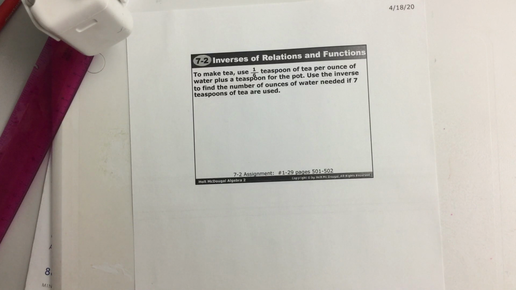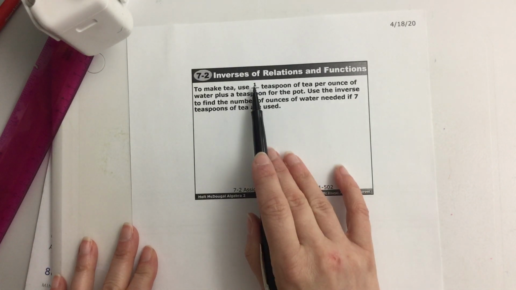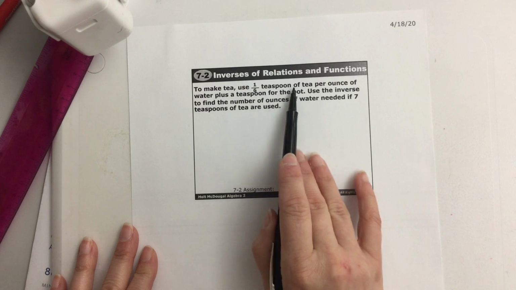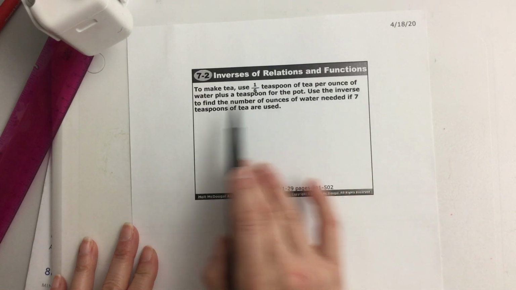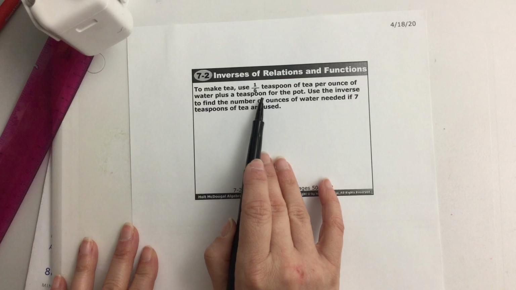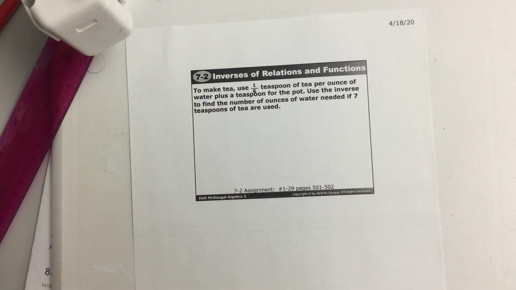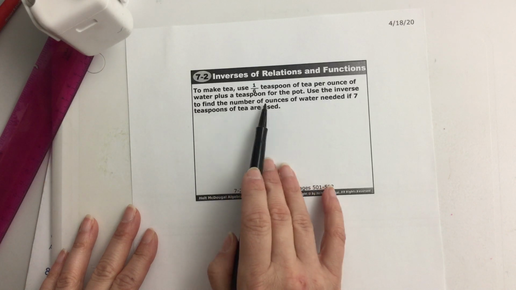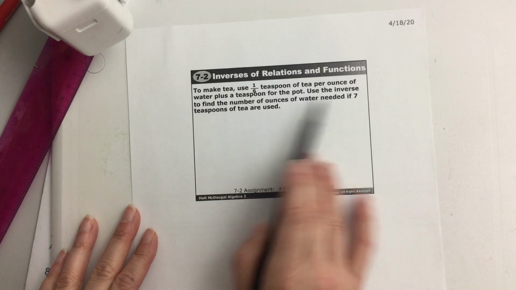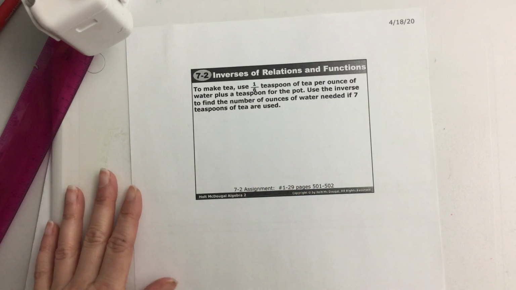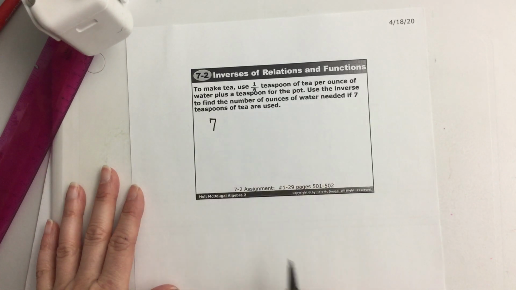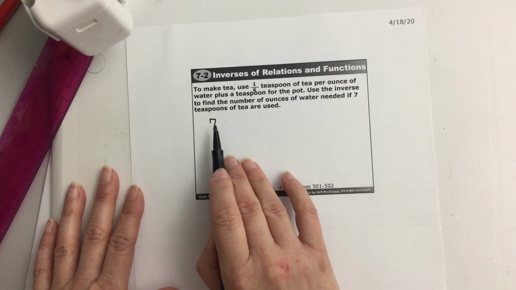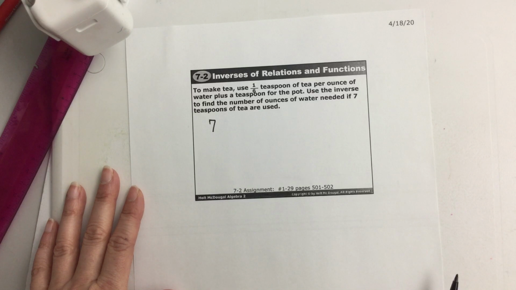One more question, and that is it, guys. It says if you are making tea, you use 1/6 of a teaspoon of tea for every ounce of water, plus a teaspoon for the pot. Okay, so at the end, you're just going to have to add that 1. Use the inverse to find the number of ounces of water needed if 7 teaspoons are used. So we are starting at the beginning. There are 7 teaspoons of tea being used, okay?